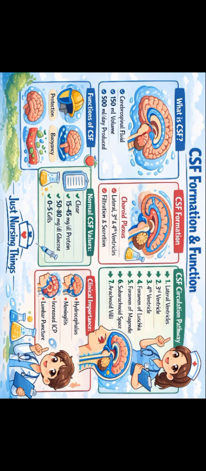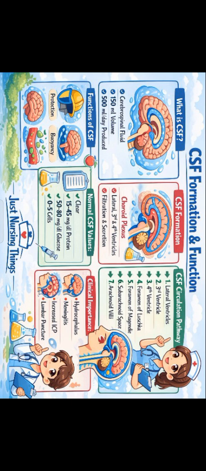CSF in disease. We have bacterial meningitis, viral meningitis, tuberculosis meningitis, and subarachnoid hemorrhage. In bacterial meningitis, protein will be increased, glucose will be decreased, neutrophils will be increased, and turbid CSF will be there. In viral meningitis, glucose is normal, there is a mild increase in protein, and increased lymphocytes. In tuberculosis meningitis, we have very high protein and very low glucose, and lymphocytes will be there. In subarachnoid hemorrhage, mainly only blood in CSF. So it is very important for viva.